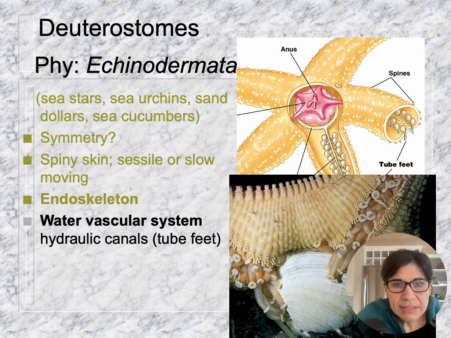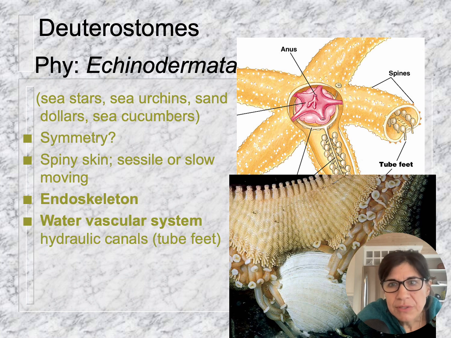And like the sea stars here, what I'm showing you is that they have these things called tube feet that they not only use to move, but to capture their prey. And their mouth and anus are right here, so they kind of use this.